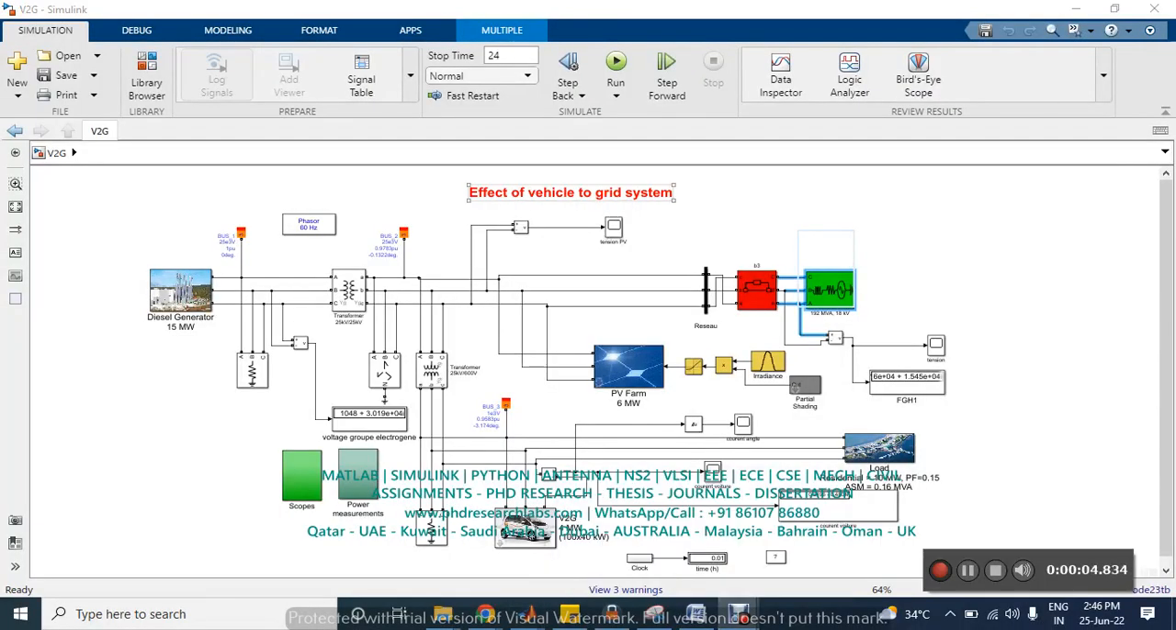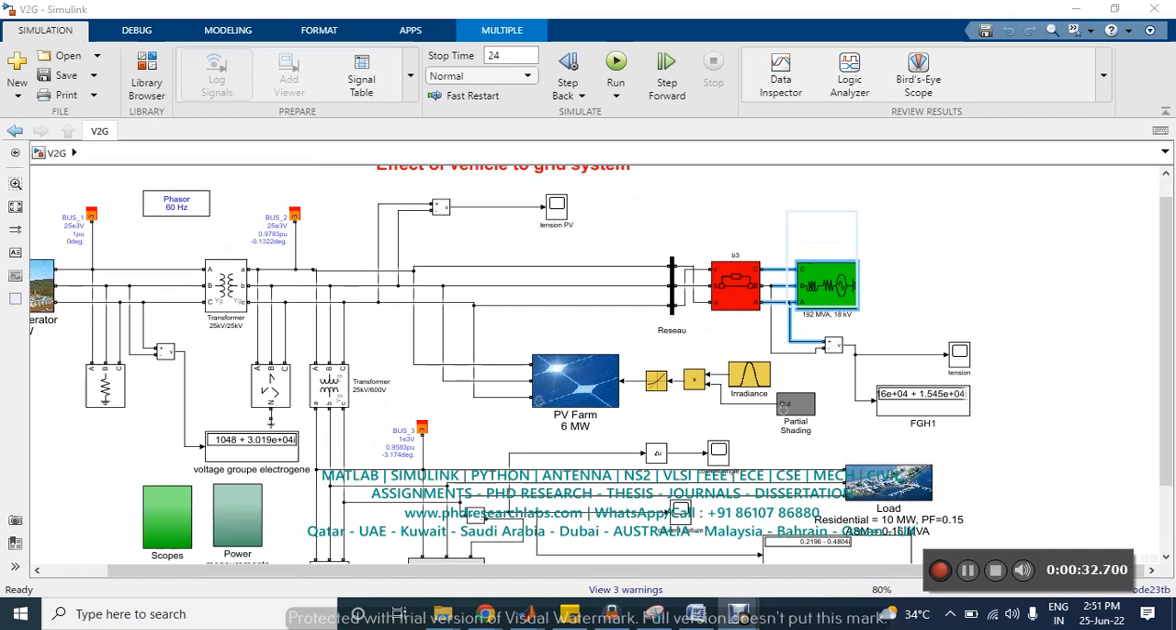This video is about the effect of a vehicle-to-grid system. This system contains four different major parts. One is a three-phase source, second is vehicle to grid, third is a PV farm, and the fourth is a diesel generator. The last part of the system is the residential load.